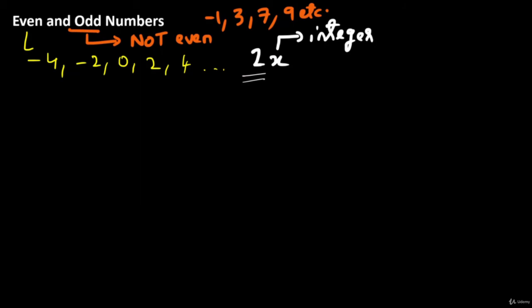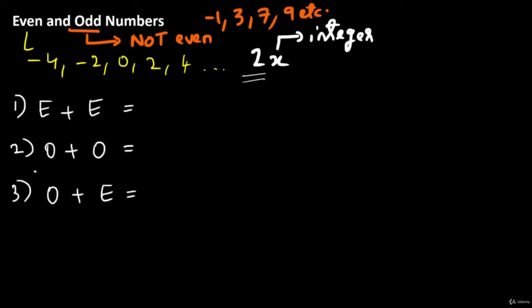Now let's start with three properties. Say you're adding two even numbers, you're adding two odd numbers, you're adding an odd and even number. Can you tell me whether the answer in each of these three cases will be even or odd? Now we start with even plus even. If you add two even numbers, the answer will always be even.